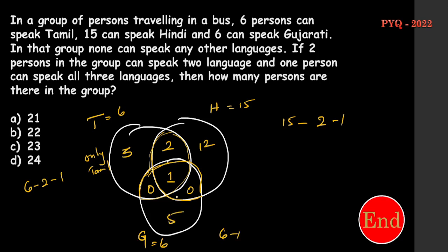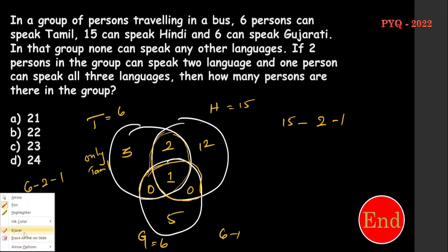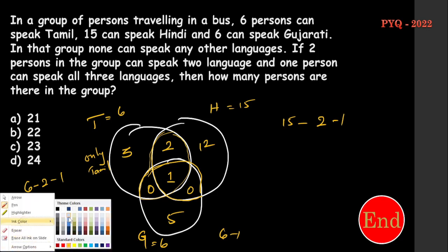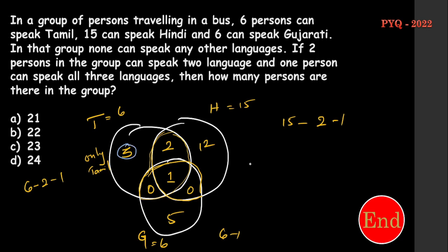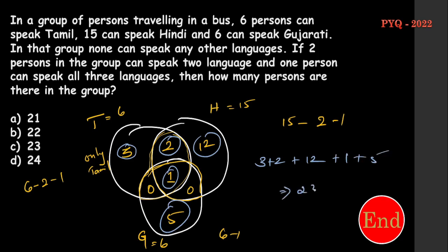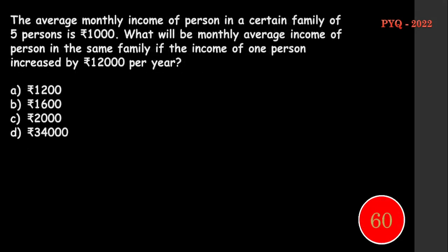Just add all the numbers inside the 3 circles, you will get the answer. That's it. This is the way of getting the answer using a Venn diagram. So 3, then 2, plus 12, plus 0, plus 1, plus this 5. If you add these numbers, you will get 23. That's it. Right? Let's move to the next question. 1 minute time. Start doing this fast.